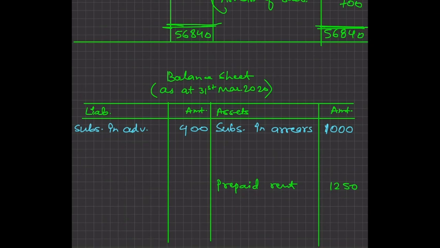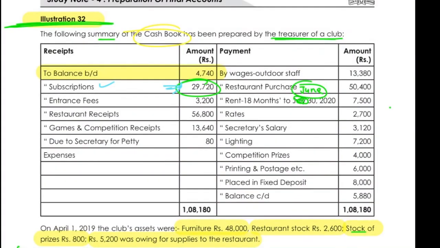Then next part. We have entrance fees of 3,200 rupees. So is there any other adjustment given for the entrance fees? Yes or no? Is there any other adjustment for the entrance fees? 3,200.